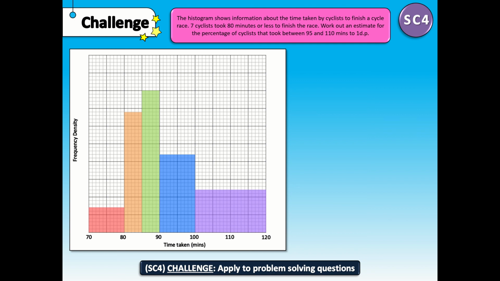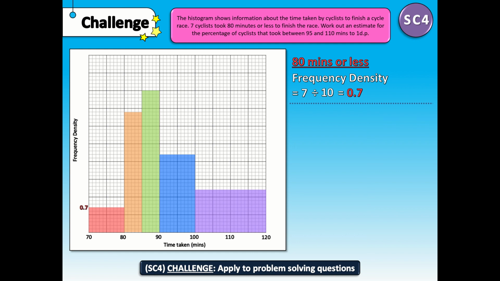For this question, the histogram shows information about the time taken by cyclists to finish a cycle race. 7 cyclists took 80 minutes or less to finish the race. Work out an estimate for the percentage of cyclists that took between 95 to 110 minutes to 1 decimal place. So 80 minutes or less would be the red bar. So that's a height of 0.7.